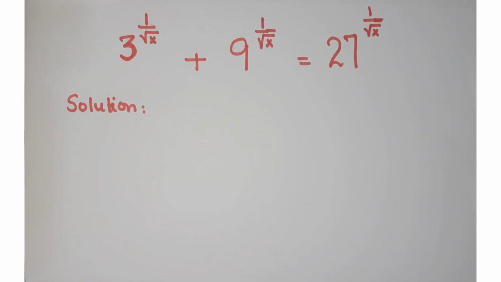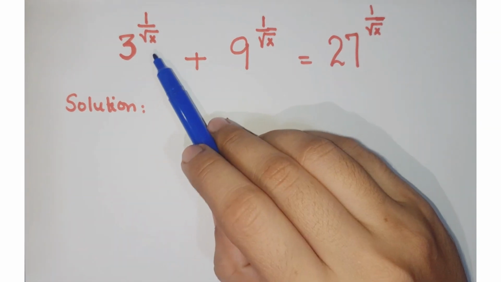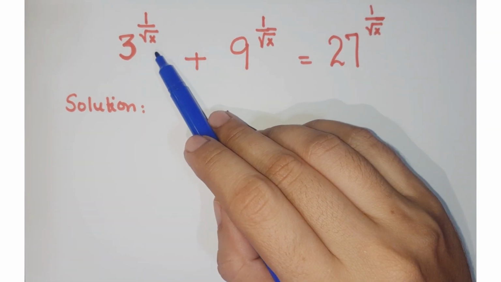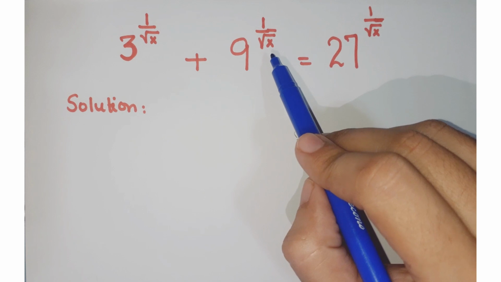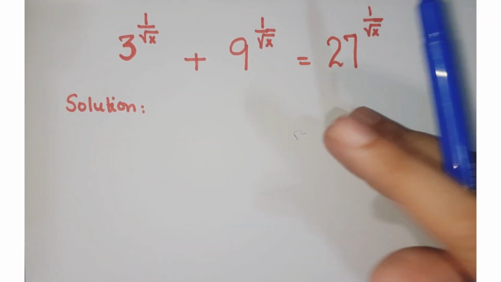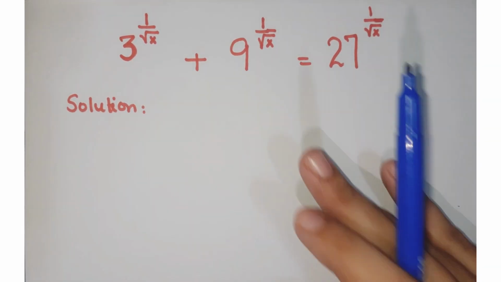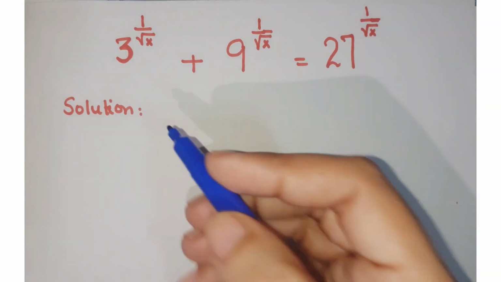Now look at this exponential equation. The equation is 3 to the power 1 upon under root x plus 9 to the power 1 upon under root x is equal to 27 to the power 1 upon under root x. Let's see how we proceed in this question.